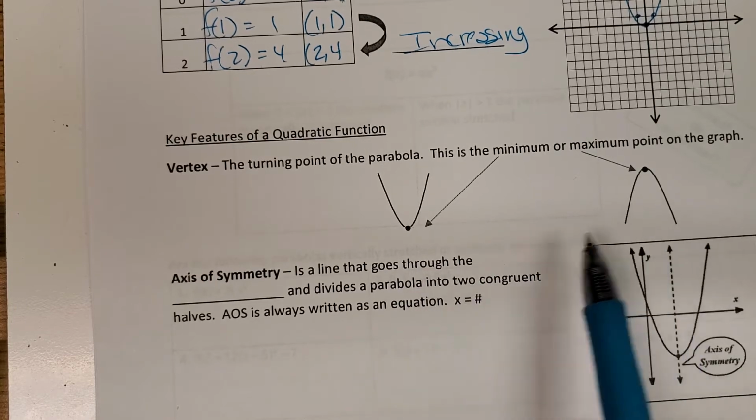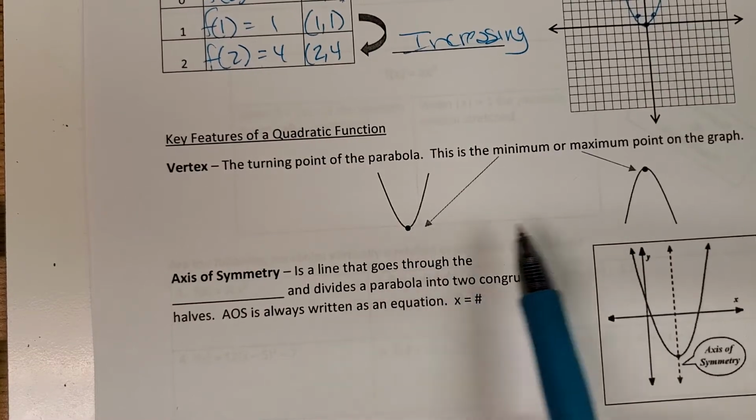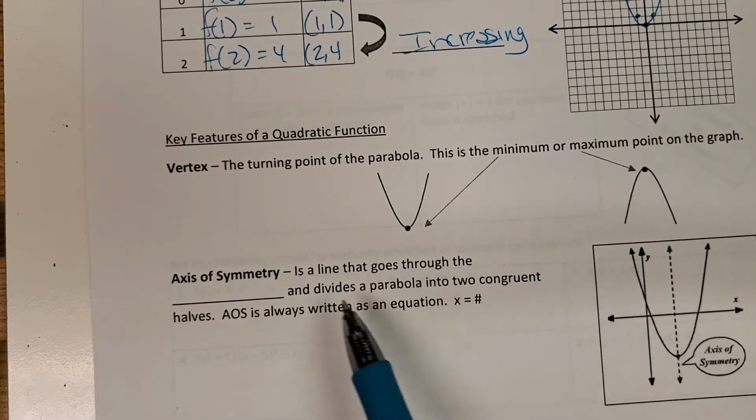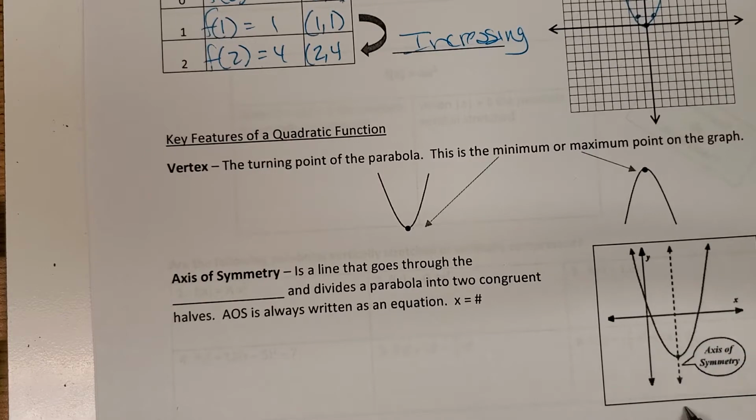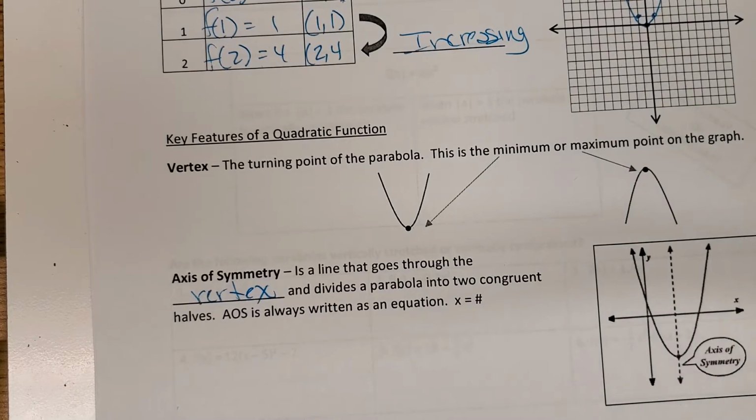In these type of parabolas, because when you get into pre-calculus, sometimes algebra 2, the parabolas can also go left and right. Our parabolas only go up or down. So in our case, it's going to be a vertical line that goes through the vertex and cuts the parabola into two congruent sections. So it's important that you know the axis of symmetry always goes through the vertex.